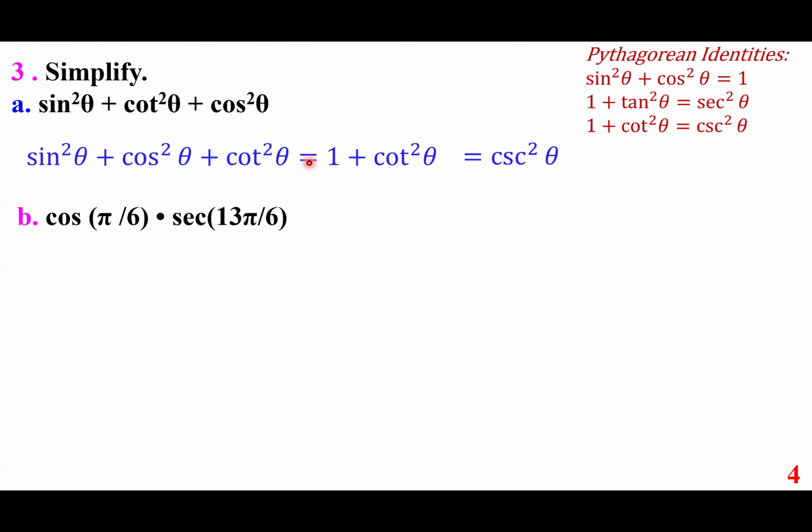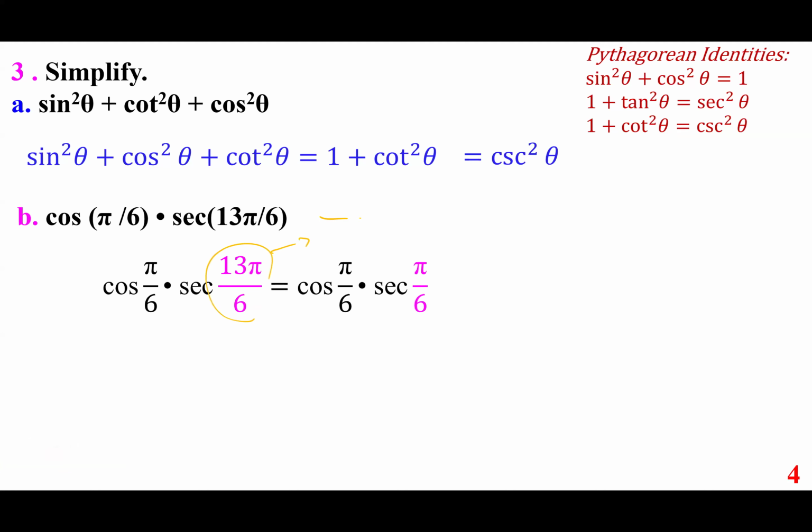Secant of 13 pi over 6. So first and foremost, we are going to take out 12 pi over 6, which is 2 pi, so 13 pi over 6 minus 12 pi over 6 is pi over 6. And so secant is 1 over cosine. So you're dividing by cosine of pi over 6, and therefore the answer is 1.